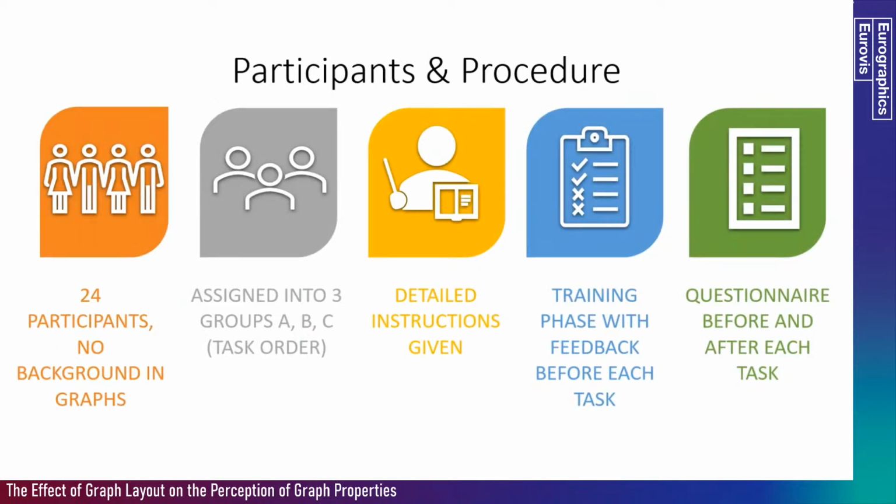So, for this experiment, we recruited 24 participants with no background in graphs, which were assigned into 3 groups of different task order. We provided detailed instructions explaining the properties and the tasks. For each task, before the actual experiment, there was a training phase of fewer trials to familiarize participants with the procedure. During the training, we also provided auditory feedback.